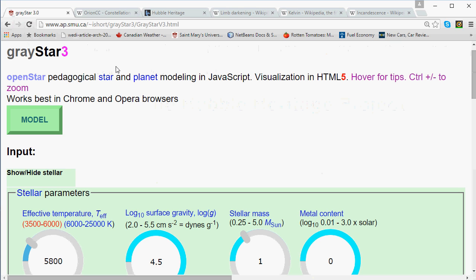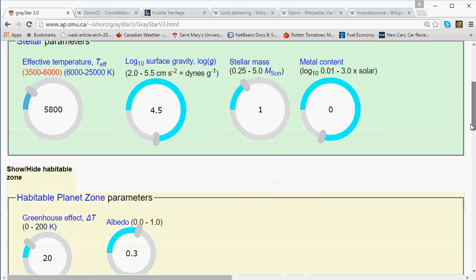So as always in this openStars video series, we're going to use the Greystar 3 virtual star simulator to investigate. Since this is the first episode where we're really getting into this, we'll spend a little bit of time just doing some basic orientation here. When Greystar 3 first loads in the web browser, it comes up in the mode that you see here. This is the default mode.